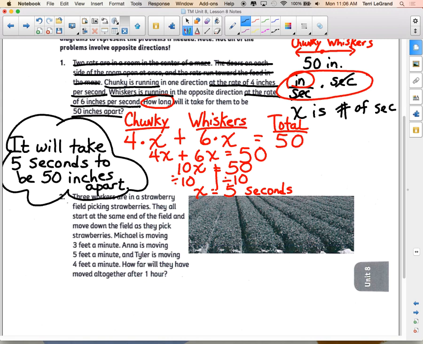Okay, so remember from last week, all of this extra stuff we do over here on the right side there, that helps us make sure that we set up good equations, because they're not always going to look like this.